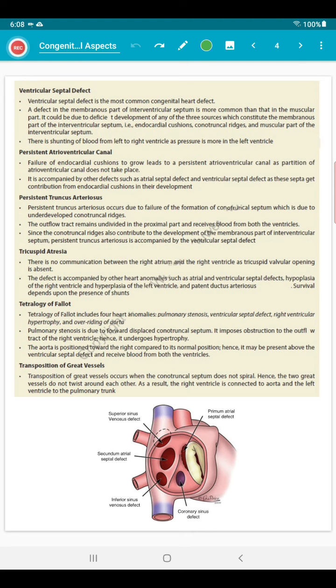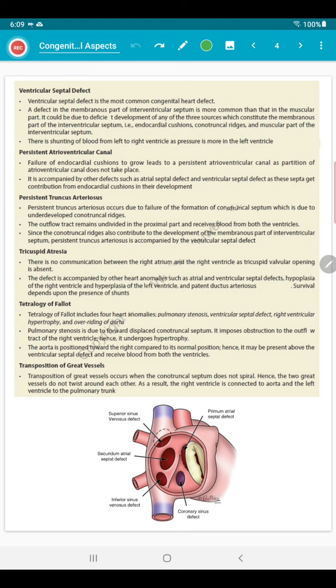Next come the very important one, the tetralogy of Fallot. You may be given it as a short note. Tetralogy of Fallot includes 4 heart anomalies. Remember always: pulmonic stenosis, ventricular septal defect or VSD. Number 3, RVH or right ventricular hypertrophy, thickness of the muscle, and overriding of the aorta. That means the aorta will ride more over the right ventricle, not from the left ventricle as normally occurs. So pulmonic stenosis, VSD, RVH and overriding of aorta, 4 components of tetralogy of Fallot.